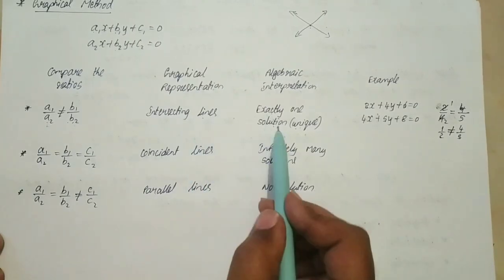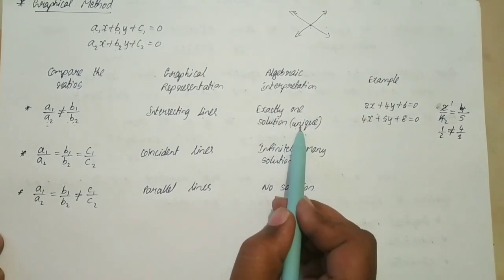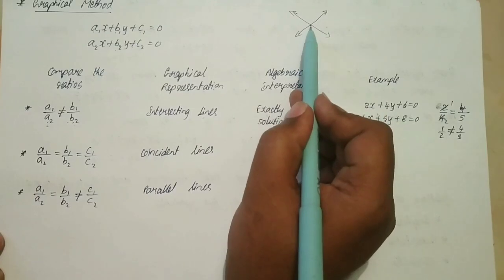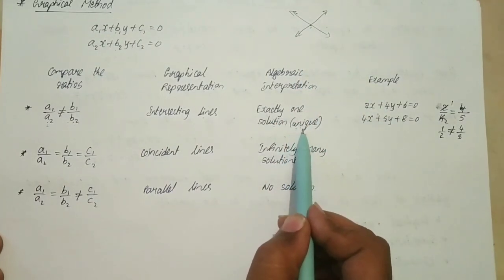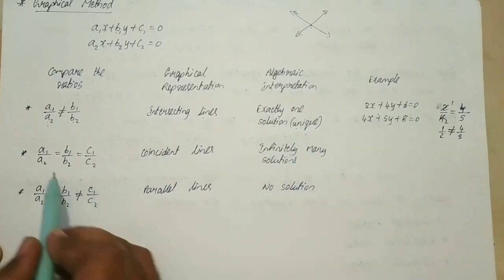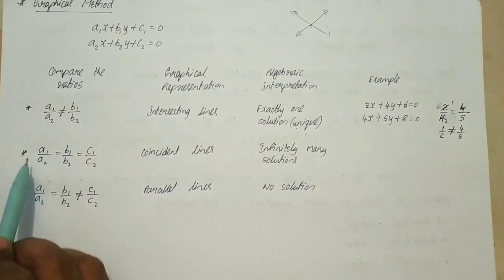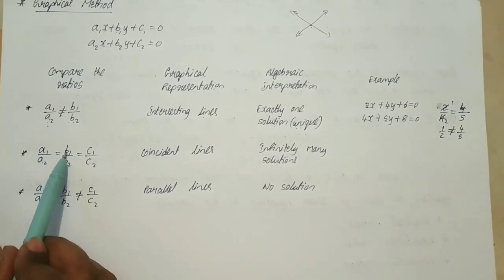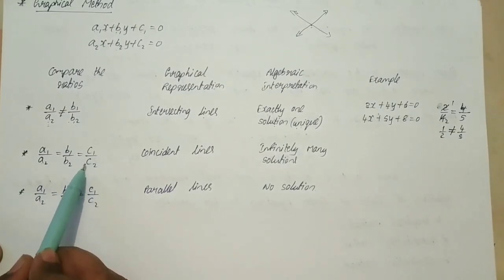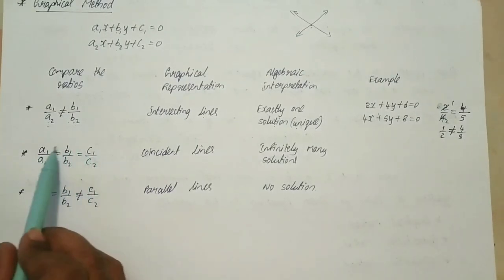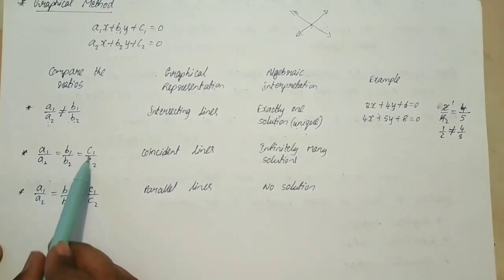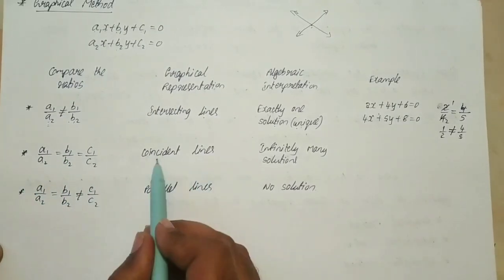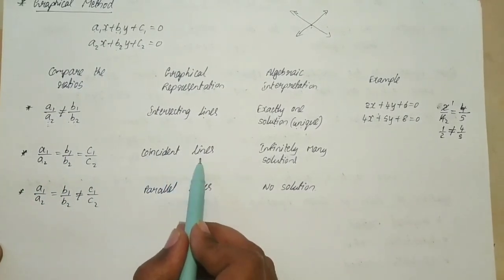So for intersecting lines, how many solutions we have? One solution. Since intersecting lines have only one intersecting point, we have one solution, or also we call it as unique solution. Next, second one, if we compare the ratios and we get A1 by A2 is equal to B1 by B2 is equal to C1 by C2, nothing but all the coefficients are equal, then what will be the graph? We will get coincident lines.